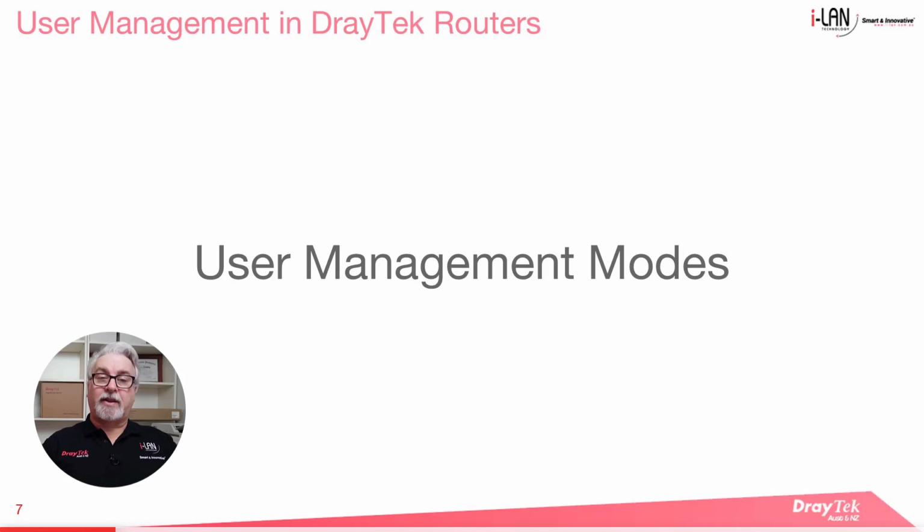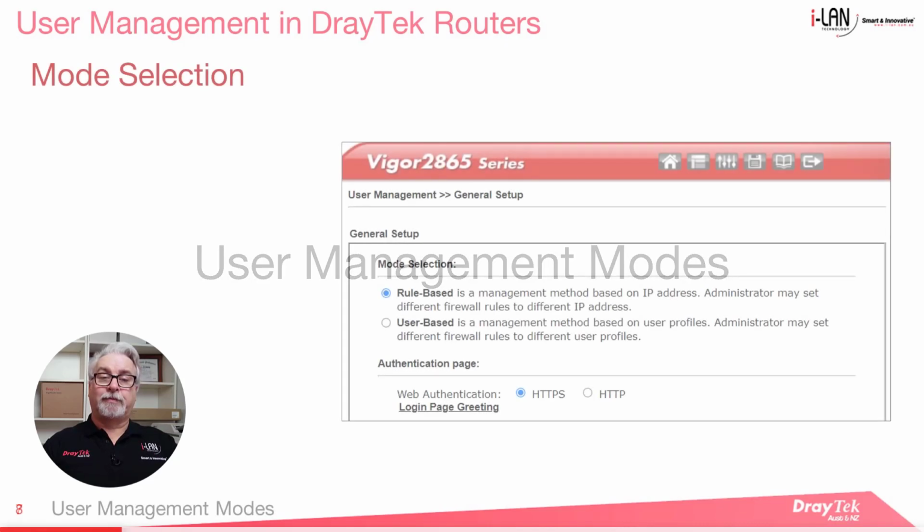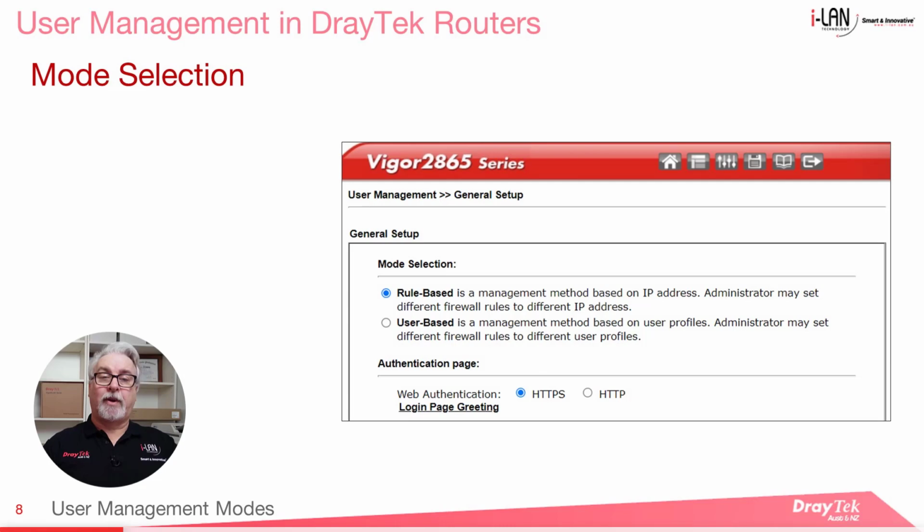Now that we have a basic understanding of what user management can do, let's have a deeper look, starting with the two user management modes that can be used. Here we have the general setup menu for user management showing the two modes we can use. The first is rule-based and the other is user-based. These use a different method to authenticate users.